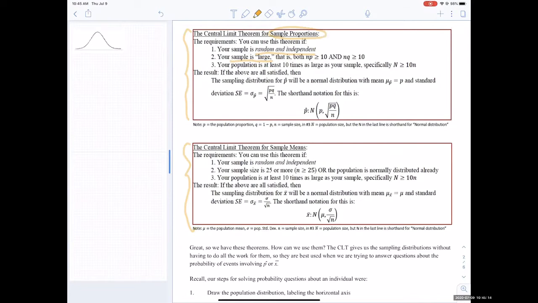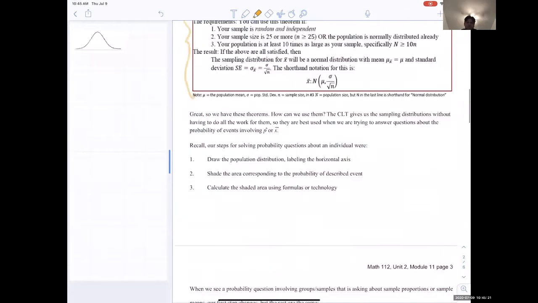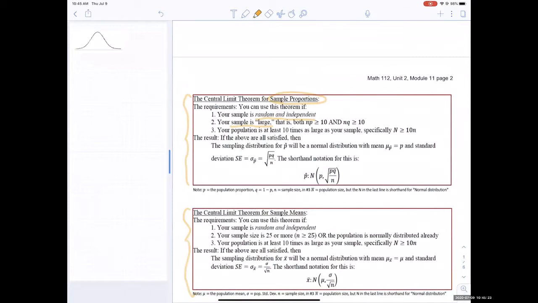The central limit theorem tells us this rule of thumb. How much is enough for a proportion? If n times p and n times q are both greater than 10, then you have enough sample for your sampling distribution to be what we call normal. Number three, the population size has to be at least 10 times as large.